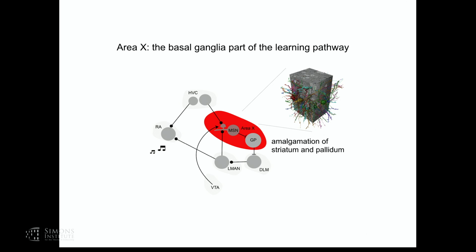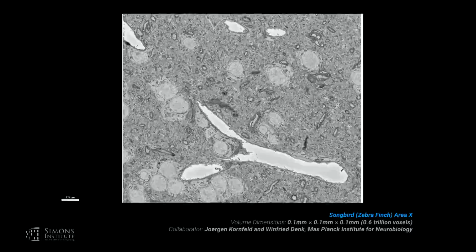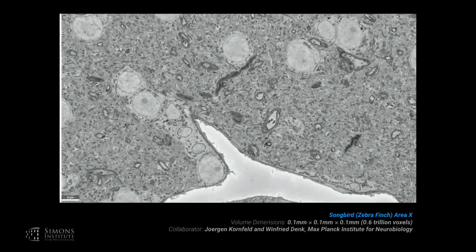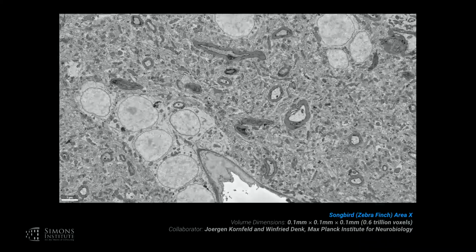So HVC is the site of motor production, or timing at least in motor production in this system. LMAN is a source of motor variability, and then area X receives signals from all these different structures and is involved on the learning side. So a couple of years ago, they imaged part of that volume.